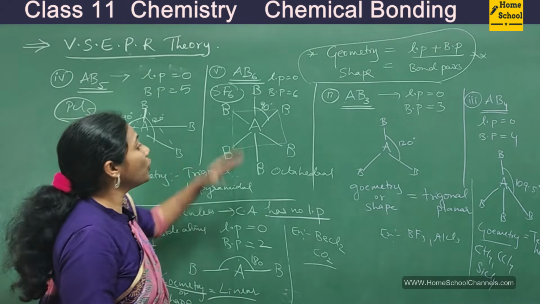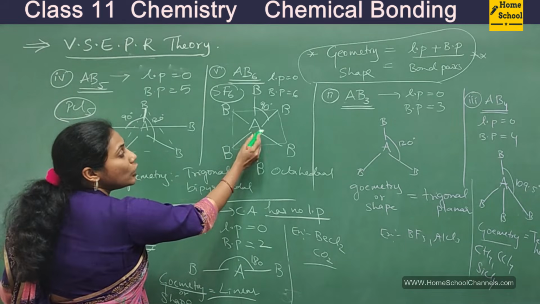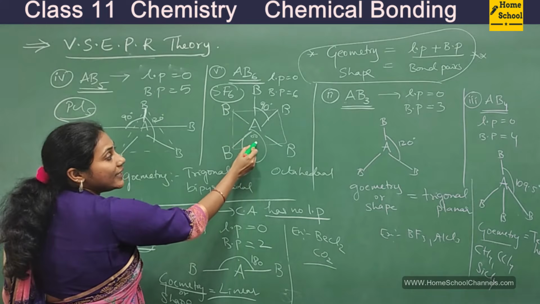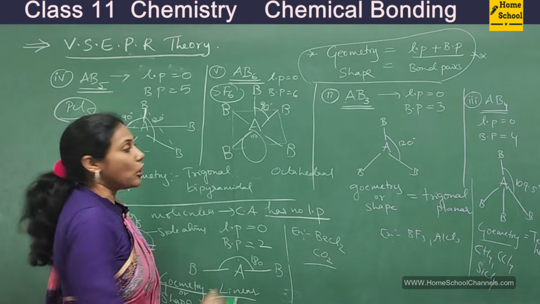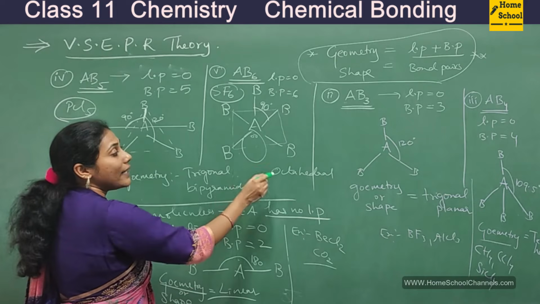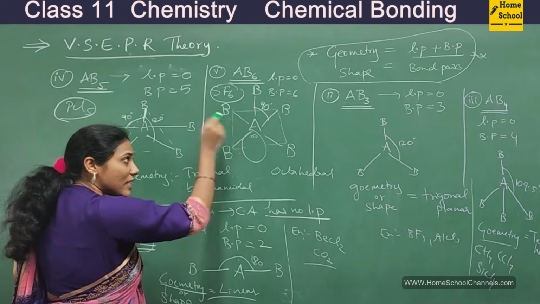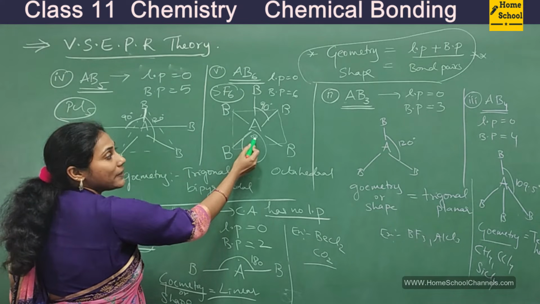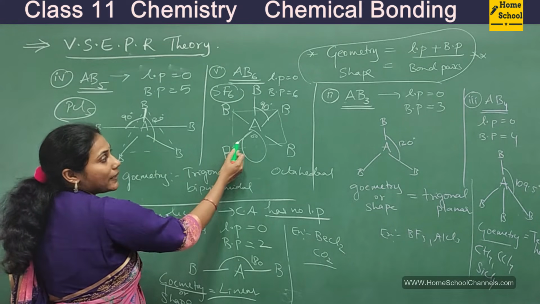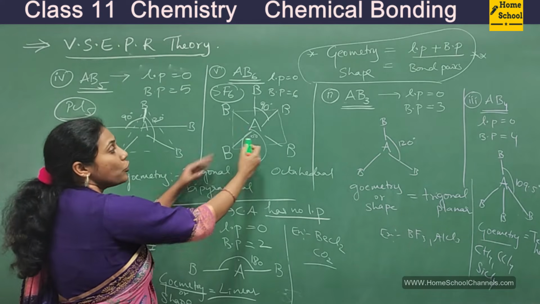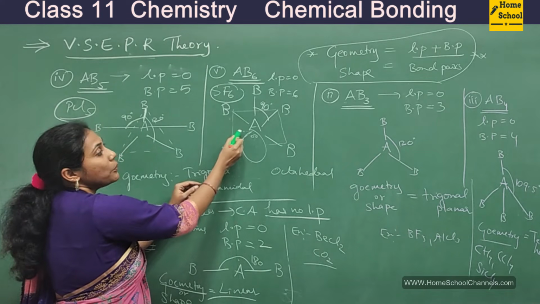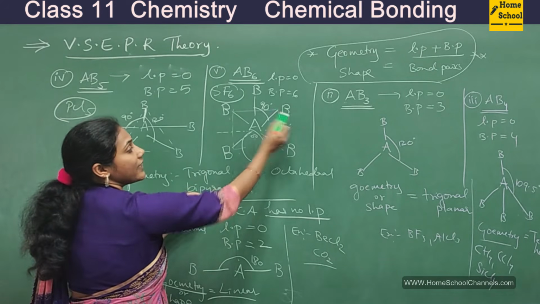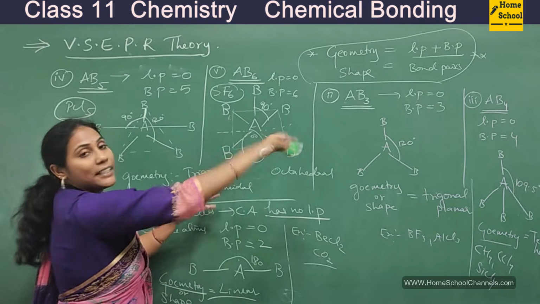Imagine if I replace one of the bonds with a lone pair, definitely this will disturb the geometry. Geometry has to be octahedral, but the shape will be something else. Because of this lone pair, you would observe more repulsion between this lone pair and these bond pairs. So the bonds, instead of here, will move somewhere here. Even this bond, instead of here, would move somewhere here. So the shape will be different.